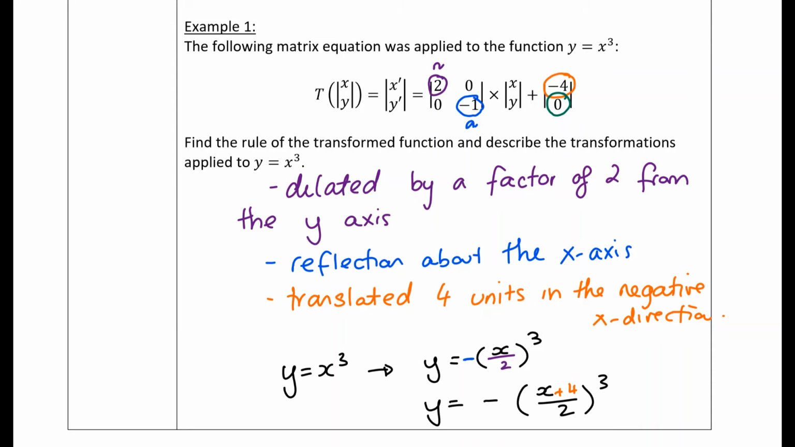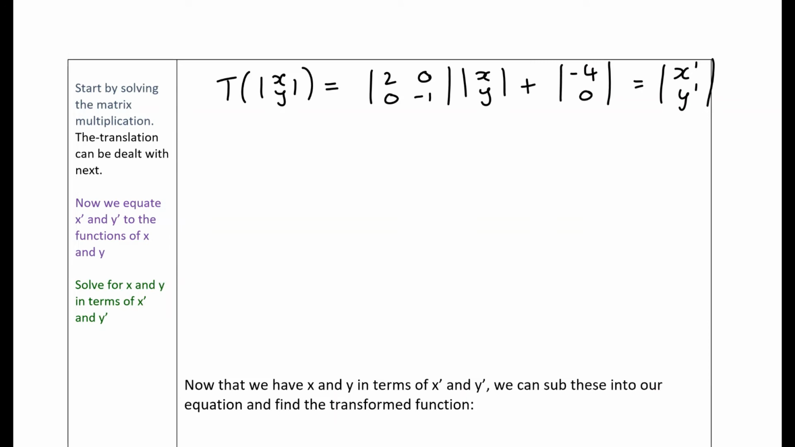So I described the sequence of transformations from a given matrix equation, and I found the image of the curve using what I already know. But there's another way to actually use matrices in order to find this image, and we're going to do that now. So all I've done here is I've taken this equals new x and y and put it to the end. Let's start by solving this matrix equation.